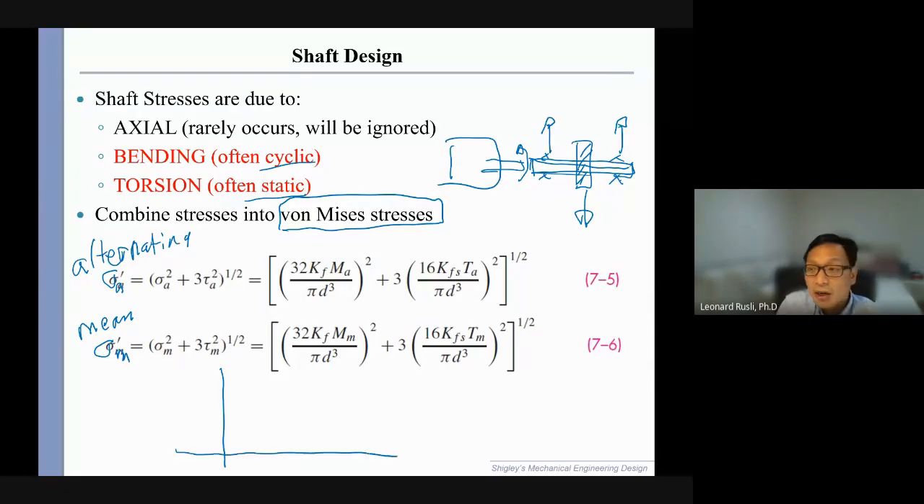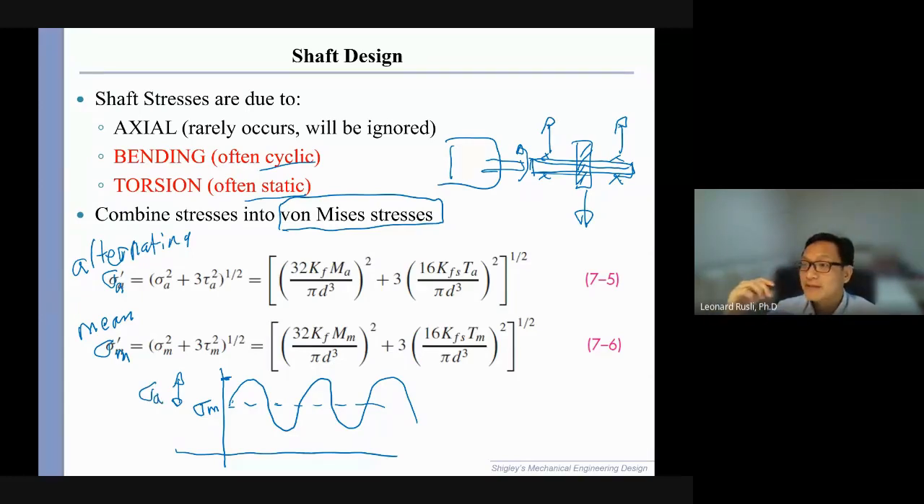So if this is the chart of the stress, and it's fluctuating like this, sigma M is the mean, the average. Sigma A is the alternating stress. How much does it go up and down? Okay, so if we fluctuate, say, here 20, and here 10, that means the mean stress is 15 MPa, and the alternating stress is 5 MPa. So 15 plus or minus 5.